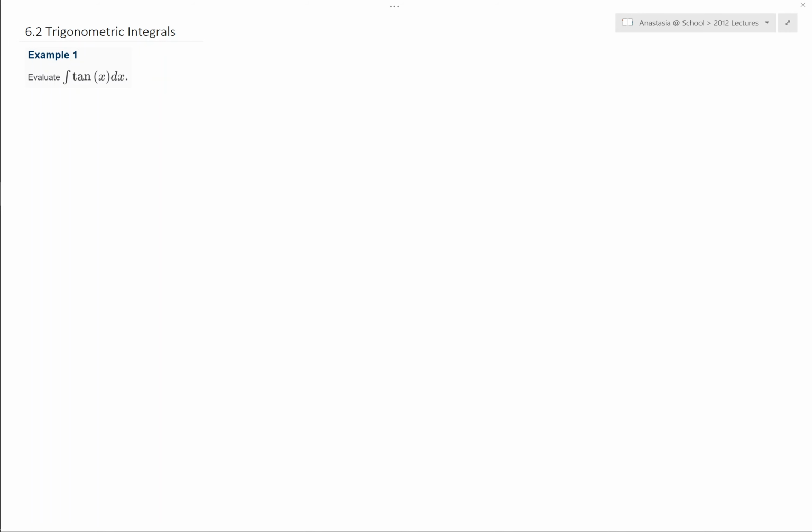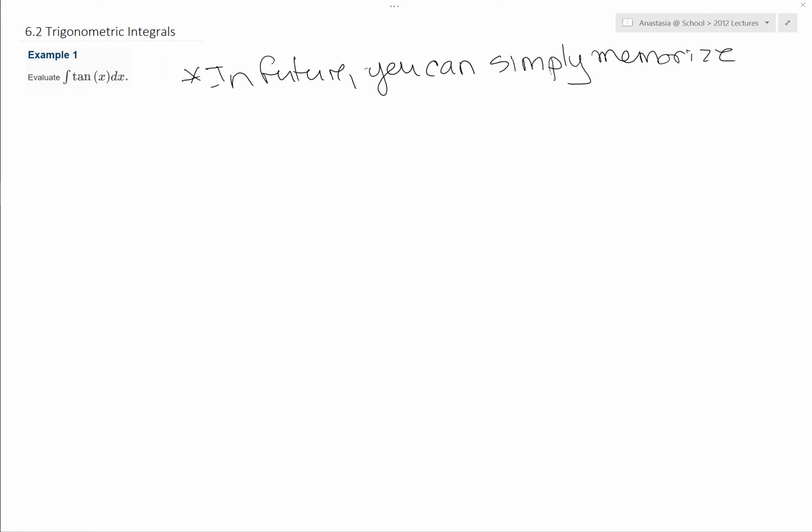Now, the first thing that I want to mention about the integral that we're evaluating here, the integral of tangent x dx, is normally this is something that we can just memorize. Okay, so in the future, you can simply memorize this integral. It is one of the integrals given in the lecture for this section, so you can simply memorize it and then apply it. But it is a good example of using the strategy of rewriting an integrand in terms of sines and cosines, so this is where we're going to start.